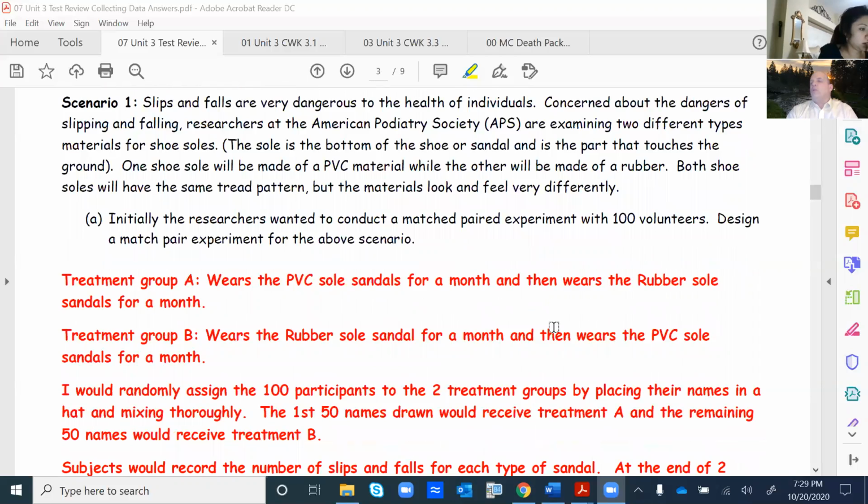And we swapped the order to control for things like maybe the 1 month was a rainy month, so we need to make sure that we swap the order because there might be more slips and falls during a rainy month than a dry month. I don't know.